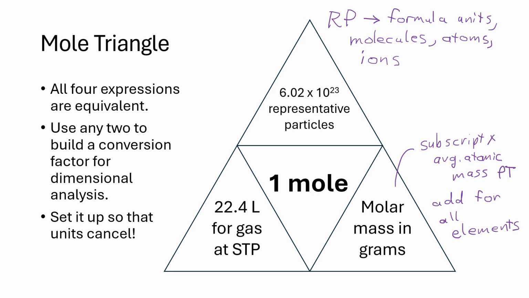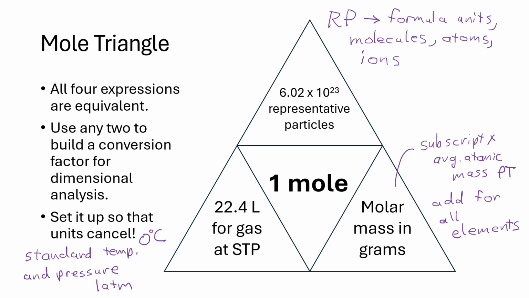And then last but not least, we're throwing something new in here, which is 22.4 liters for a gas at STP. So STP stands for, I'll write this over here to the left, standard temperature and pressure. And the numbers that go with that are 1 atmosphere for the pressure, and for the temperature, 0 degrees C. So if you have a gas at 0 degrees C and 1 atmosphere of pressure, and you have 1 mole of that gas, it's going to have a volume of 22.4 liters.